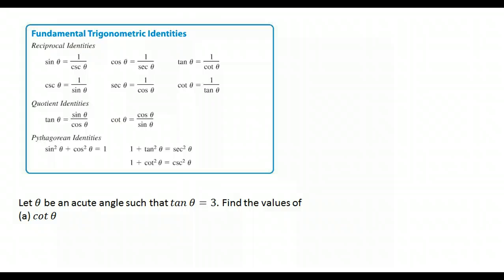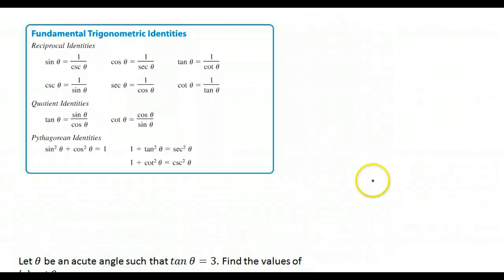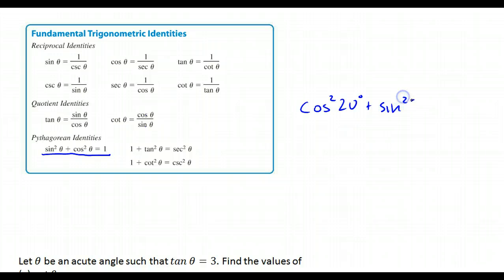All right, here is another box of really important information. We have the reciprocal identities that we've talked about. You can also write tangent as a quotient of sine over cosine, and since cotangent is the reciprocal of tangent, that means that it's cosine over sine. And the Pythagorean identities are very important. If I take the sine squared of an angle and the cosine squared of that same angle and add them up, it will always equal 1. So, for example, cosine squared of 20 degrees plus sine squared of 20 degrees equals 1.